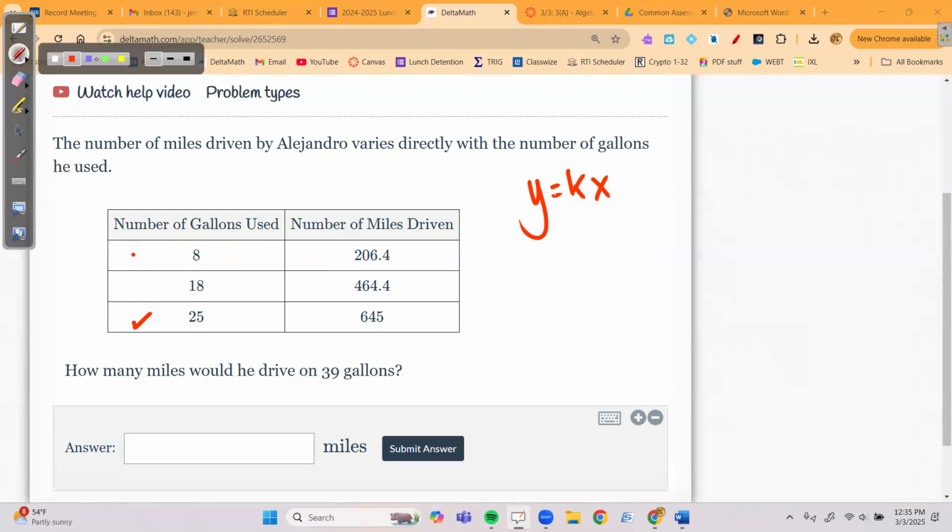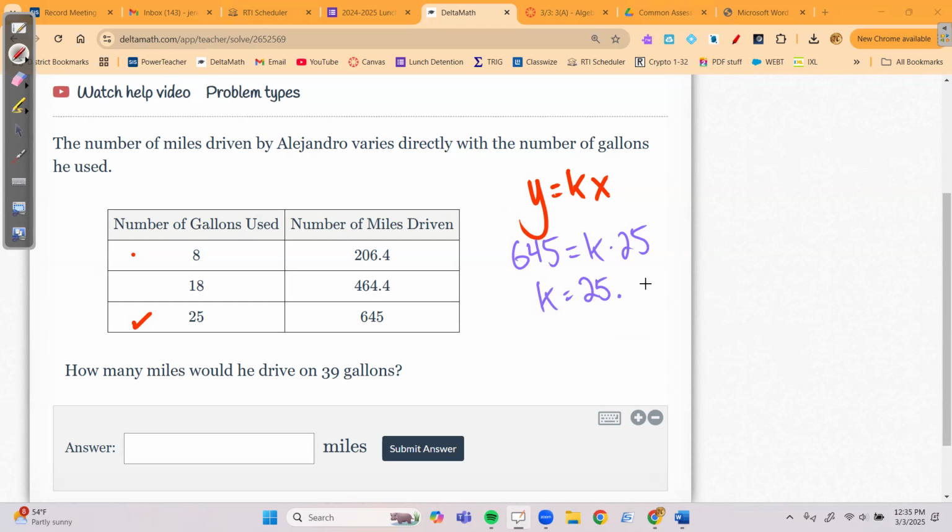And what we're trying to find is K, the constant of proportionality here. So we're going to take the 645 and put it in place of the number of miles driven. Then we're going to leave K alone, and put 25 here. And again, it just boils down to division, like your intuition would have told you. So if you take 645 and divide it by 25, you get K equals 25.8.